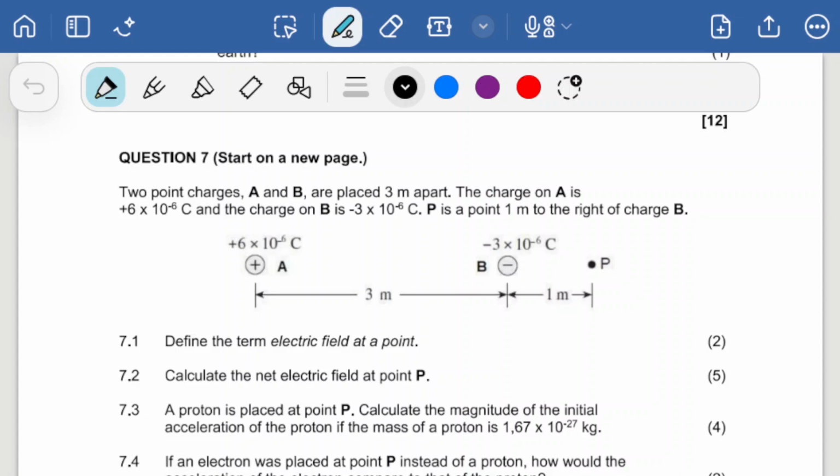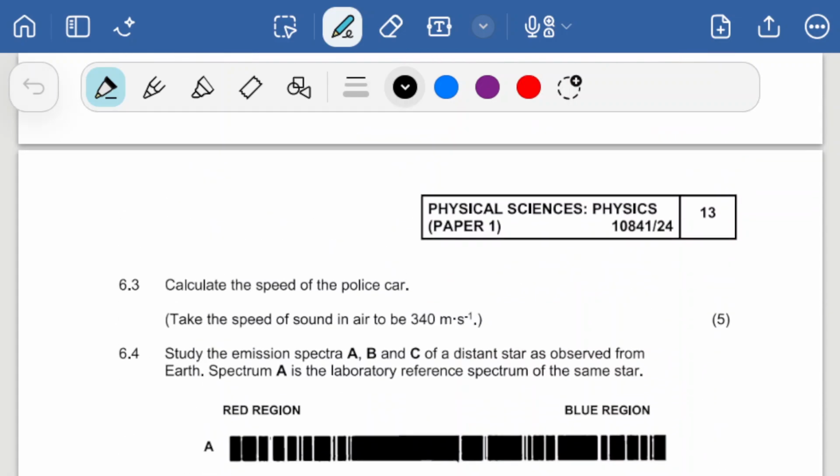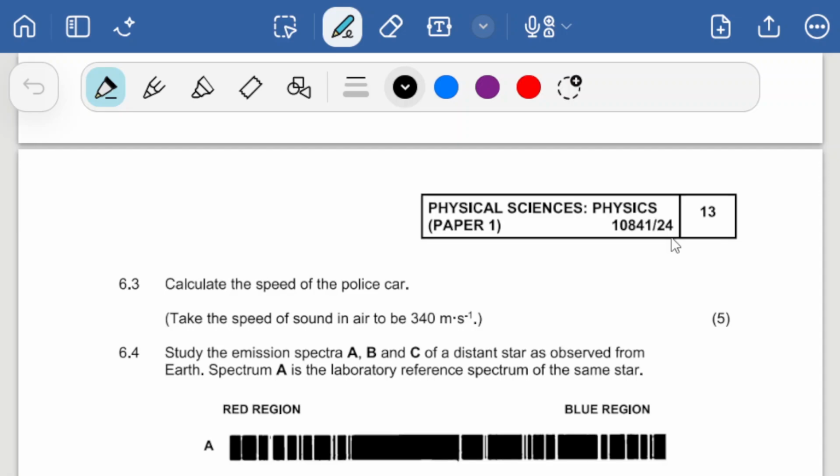Which year is the question from? It's Houghton. Houghton prelim, 2024.